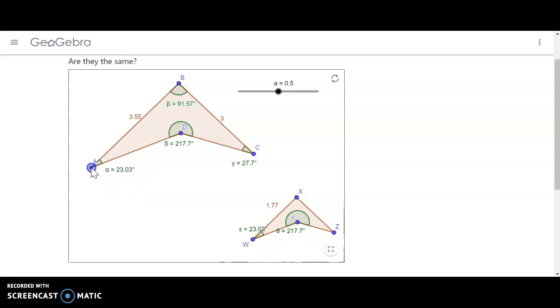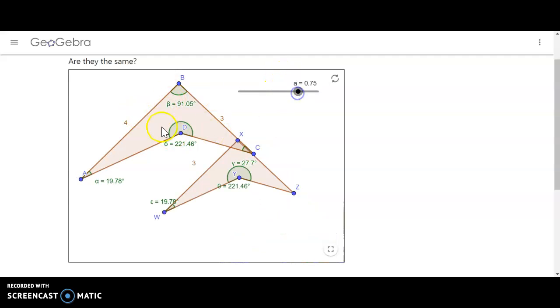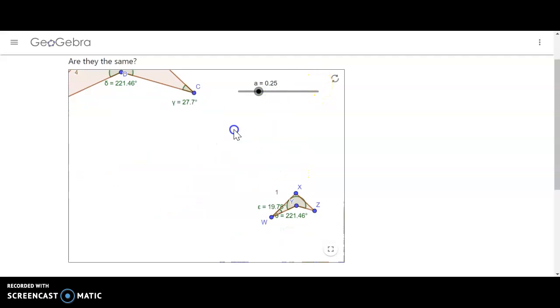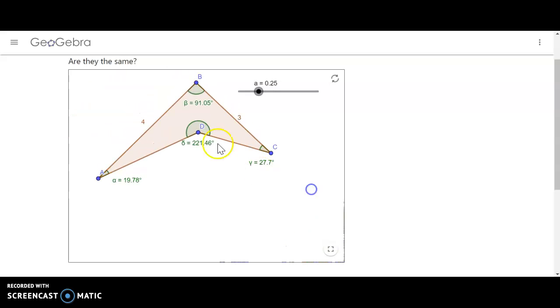But the biggest thing to see here is that the angles stay the same. A and W are corresponding angles, and they are the same, but the sides are changing. If I go to 4, we can see how the sides change. 4 to 2, it's half. If I grow this, 4 to 3, it's 3/4 the size. And if I go down to the 4th, it's 1. So these are proportionate, and it's to the scale factor that we're looking at here.